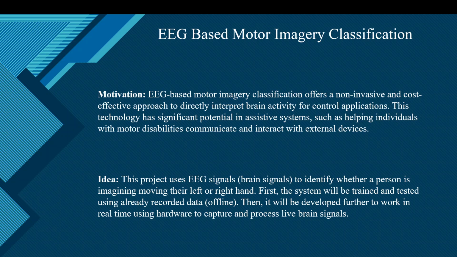So the main idea of this project is to use the EEG signals coming from the brain to identify when a person imagines their left or right hand. We need to predict what he imagined using the EEG signals.